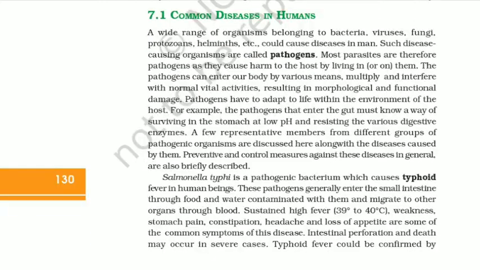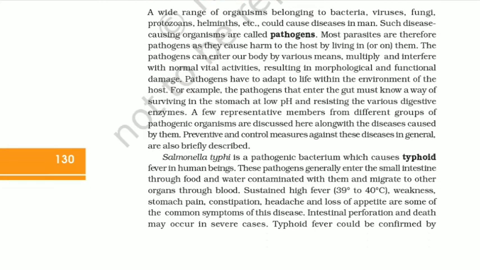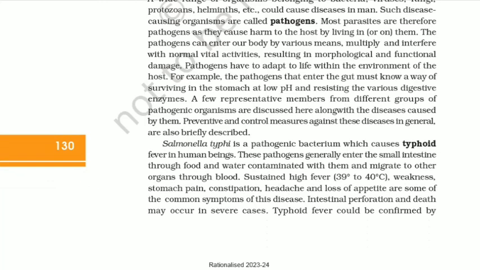7.1 Common diseases in humans. A wide range of organisms belonging to bacteria, viruses, fungi, protozoans, helminths, etc. could cause diseases in man. Such disease-causing organisms are called pathogens. Most parasites are therefore pathogens as they cause harm to the host by living in or on them.